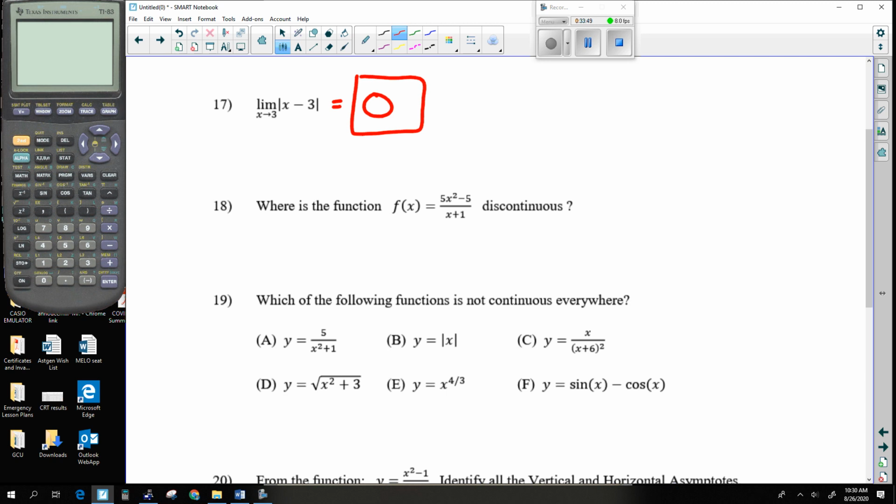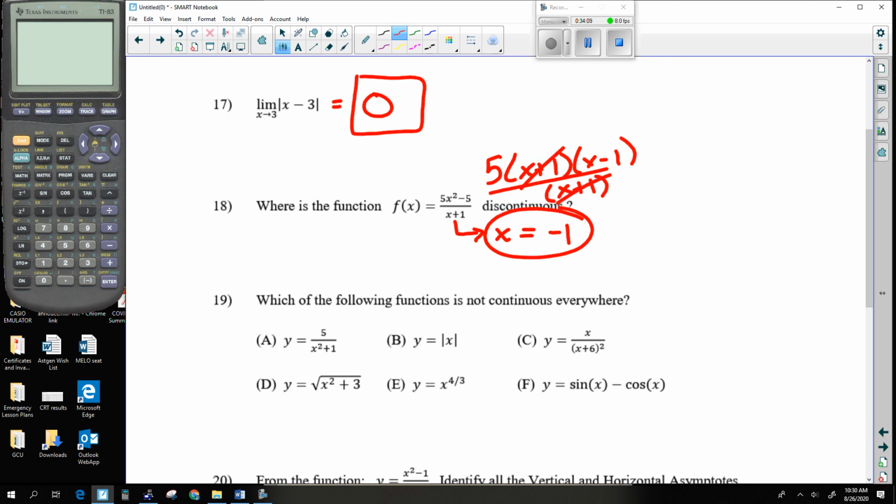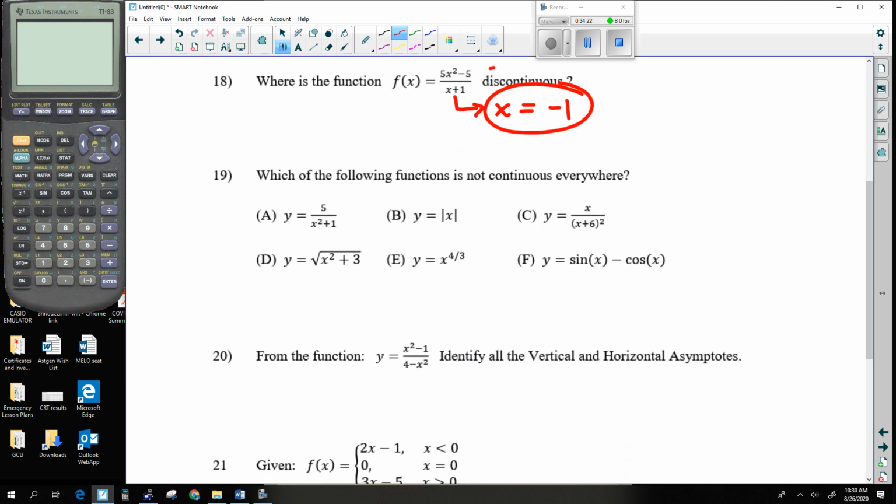Where is the function discontinuous? That would be bottom zeros. Easy peasy. You don't have to do any work. It could drop or whatever, but just because it drops like it does here doesn't make it continuous. Discontinuous are bottom zeros no matter what, whether it be a removable discontinuity or a vertical asymptote, it's still discontinuous.